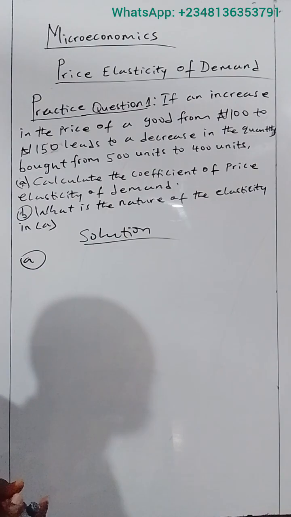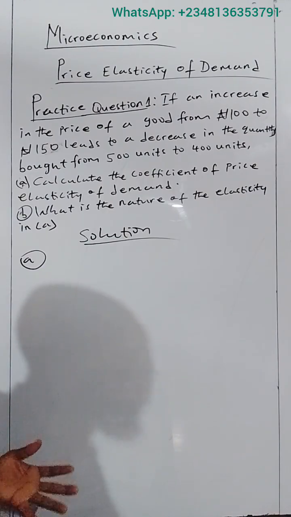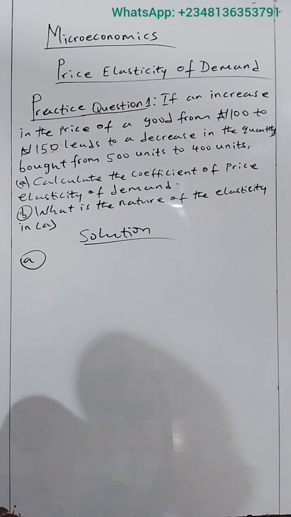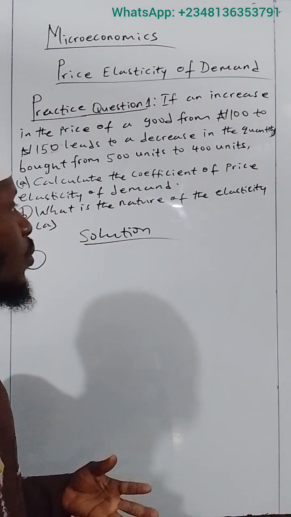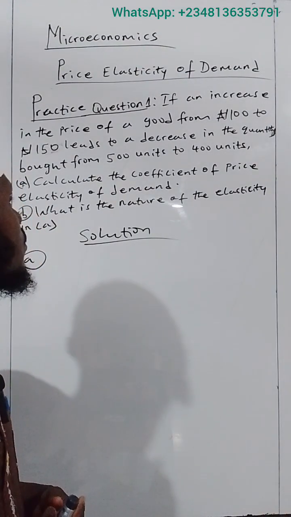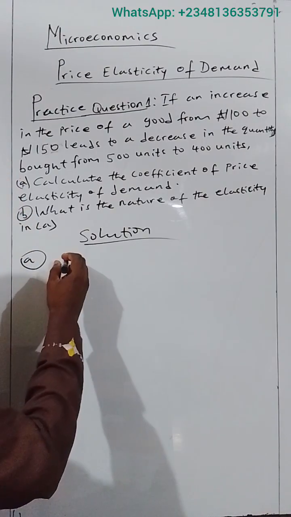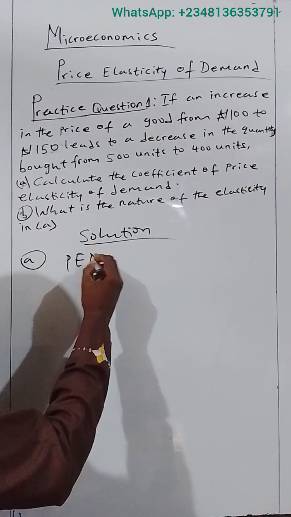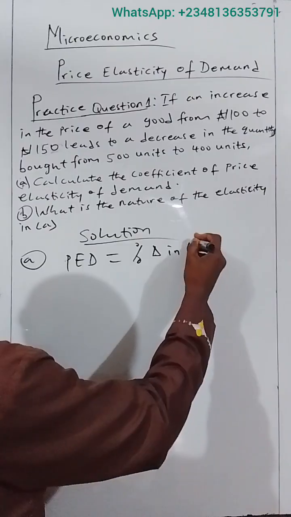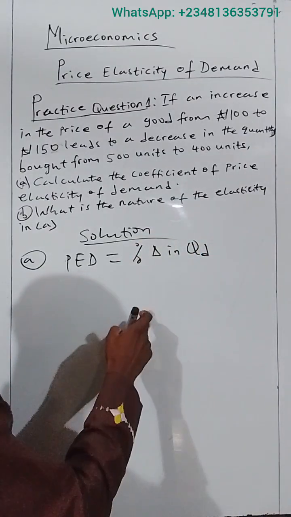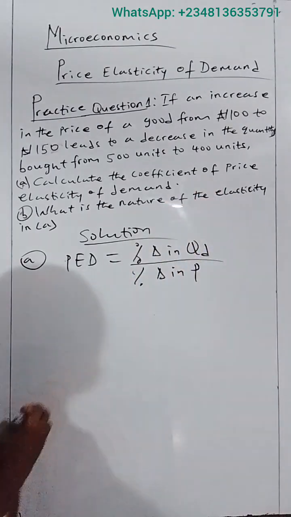The first thing you need to recall whenever you see a question like this is the formula for calculating the coefficient of price elasticity of demand. We know that there are two different formulas we can use. The first formula is that price elasticity of demand, PED, equals percentage change in quantity demanded for the commodity divided by percentage change in the price of the commodity.